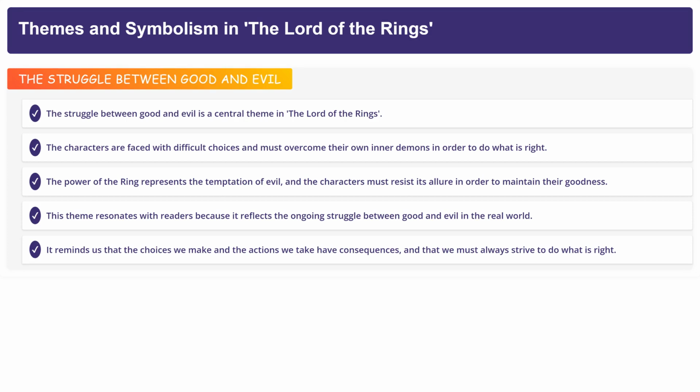The struggle between good and evil is a central theme in The Lord of the Rings. The characters are faced with difficult choices and must overcome their own inner demons in order to do what is right. The power of the ring represents the temptation of evil, and the characters must resist its allure in order to maintain their goodness. This theme resonates with readers because it reflects the ongoing struggle between good and evil in the real world. It reminds us that the choices we make and the actions we take have consequences, and that we must always strive to do what is right.